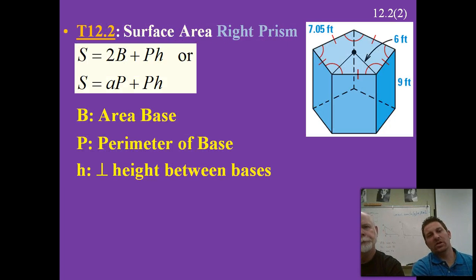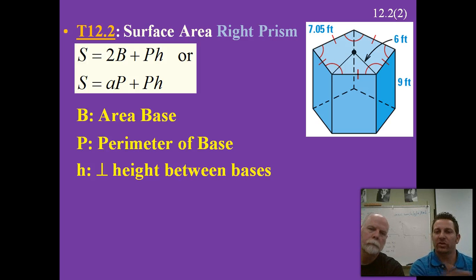Now for the surface area of a right prism, there are two formulas depending on what you get. The formula on top is the general one for most base shapes, triangles, rectangles, trapezoids, or parallelograms: 2 times the area of the base plus the perimeter times the height of the prism itself. Now that's a really tricky thing here, okay?